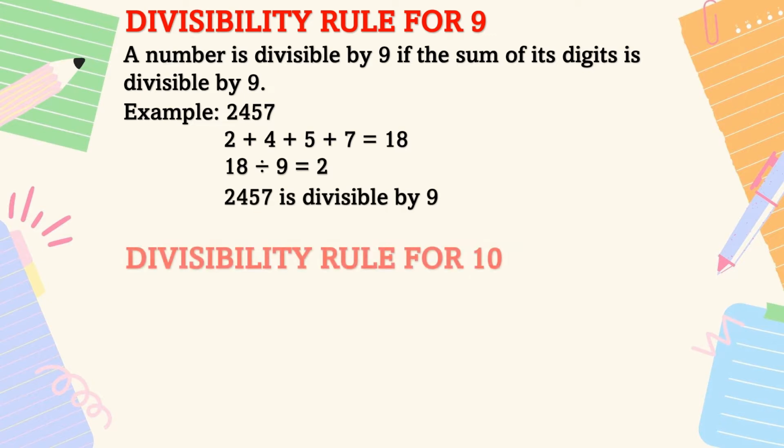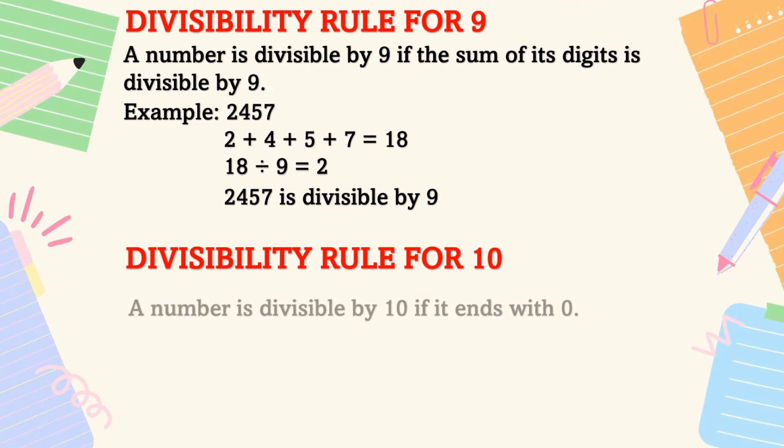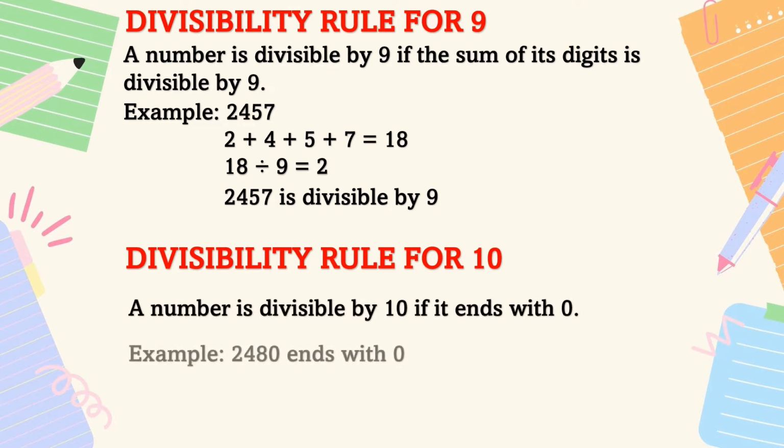And the last rule for this lesson is divisibility rule for 10. A number is divisible by 10 if it ends with 0. For example, 2,480 ends with 0. Therefore, 2,480 is divisible by 10. Now kids, we already know the divisibility rules for 2, 3, 5, 6, 9, and 10. Now, it's time for us to move to common factors.